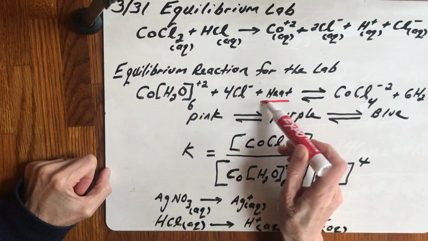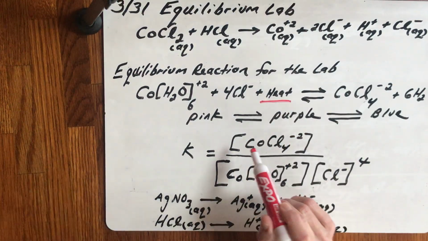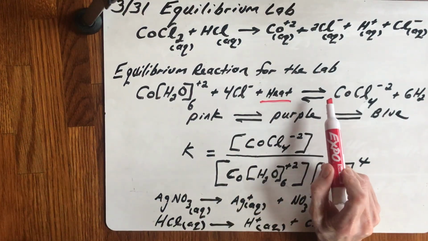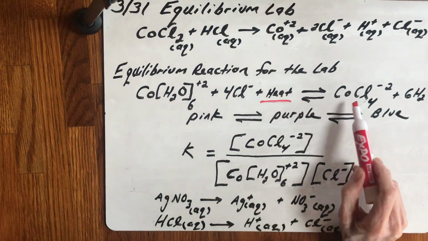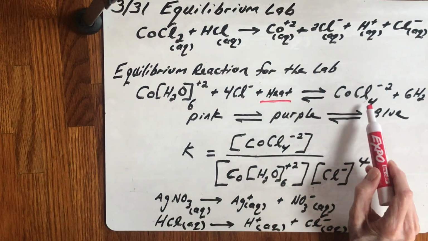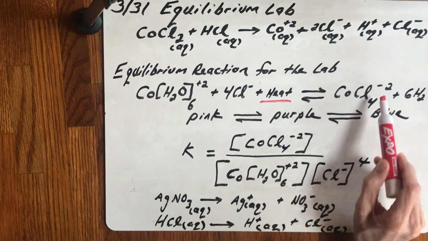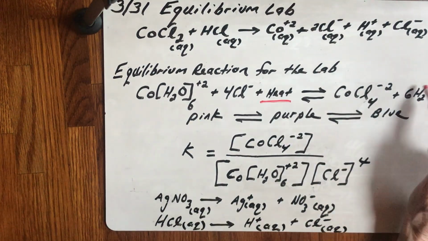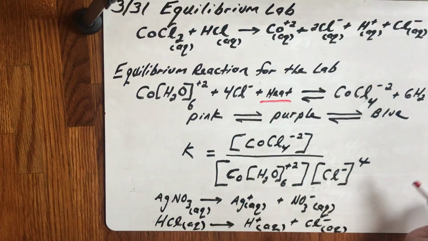I'm going to tell you that ahead of time because I think that will help you understand things a little bit easier. And so you're going to form a cobalt chloride complex with a -2 charge. And then water is just one of the products.